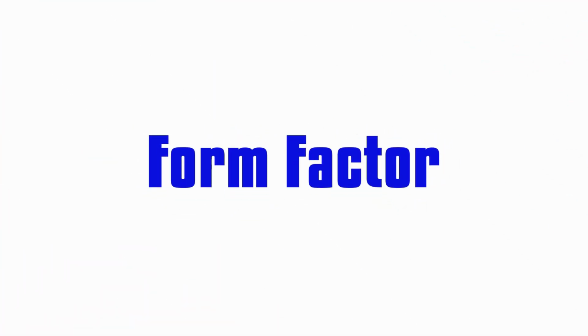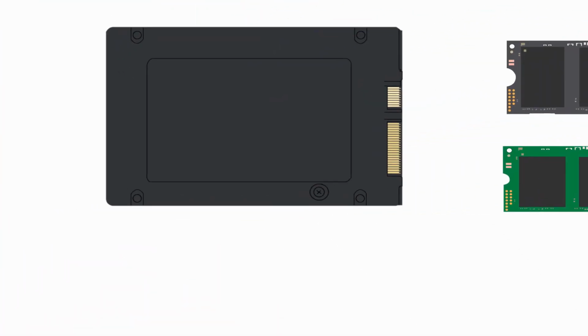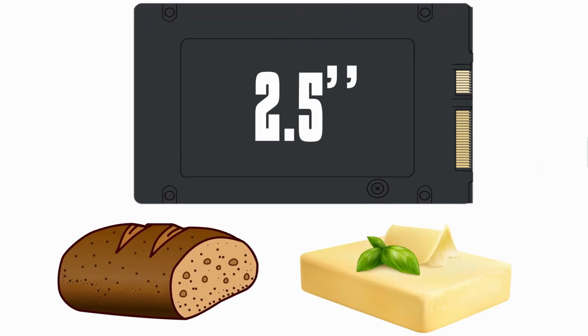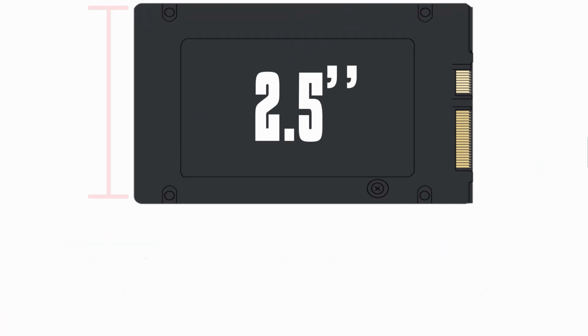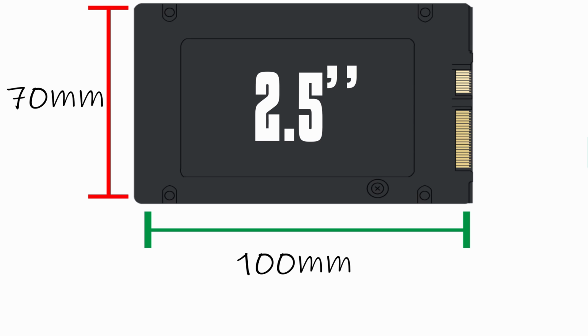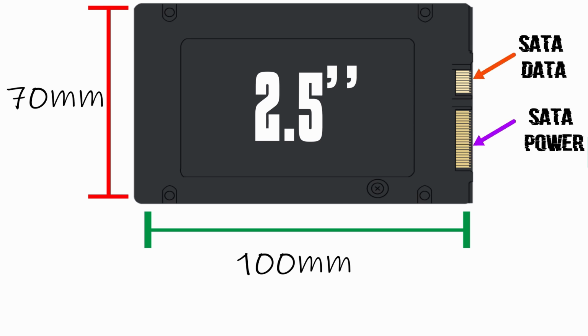Let's start with form factors, of which there are three. First, the 2.5 inch, the bread and butter of SSDs for the longest time, and by far the most common form factor. It is distinguished by its standard rectangular shape and, much like hard drives, requires both a SATA power and a SATA data connection for it to work with your system.